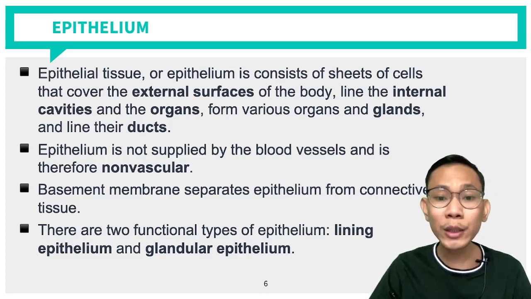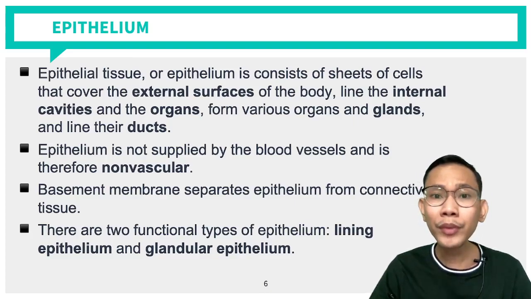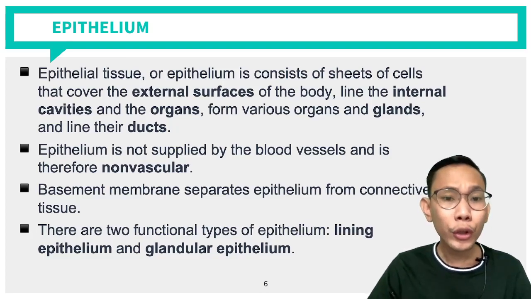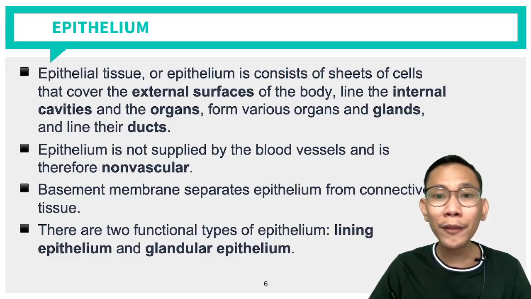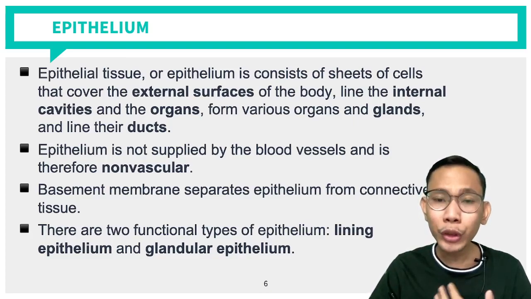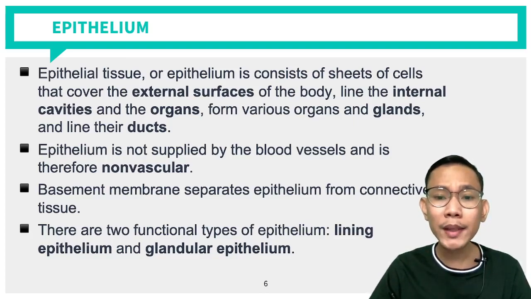Your epithelium is not supplied by blood vessels and is therefore non-vascular, or avascular. So, question, doc, where does our epithelium get its oxygen and nutrients in order to survive? Your oxygen, nutrients, and metabolites diffuse from the blood capillaries located in the underlying connective tissue. Therefore, your epithelium is supplied by the vascular parts of your connective tissue. So always remember, your epithelium is non-vascular, but it gets its nutrients from the blood capillaries located in the connective tissue. Your basement membrane separates your epithelium from your connective tissue. Later on, we have lots of pictures to see where you can locate your basement membrane, but always remember that it separates your epithelium from your connective tissue.